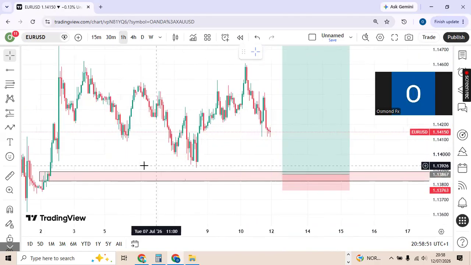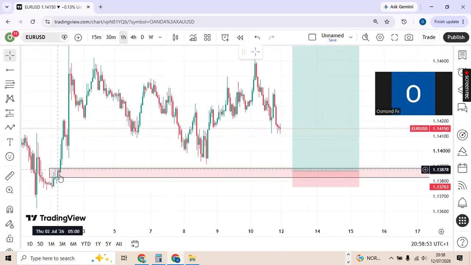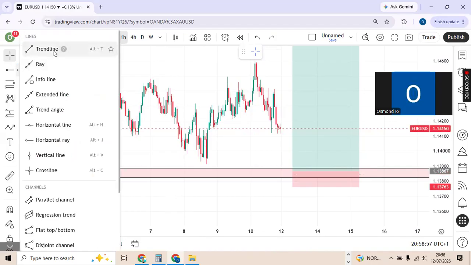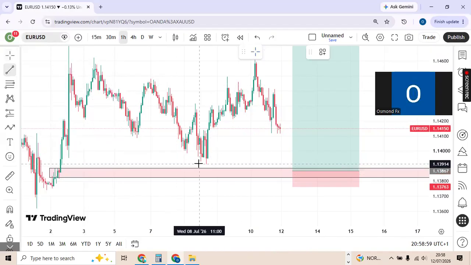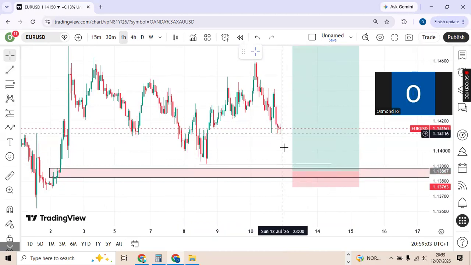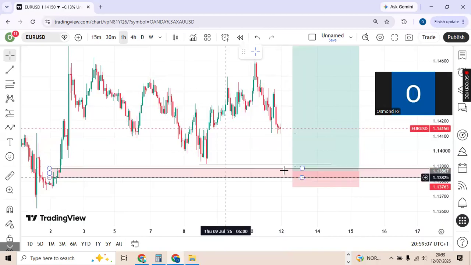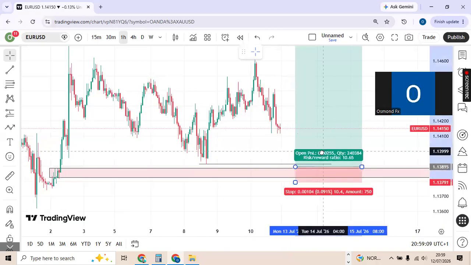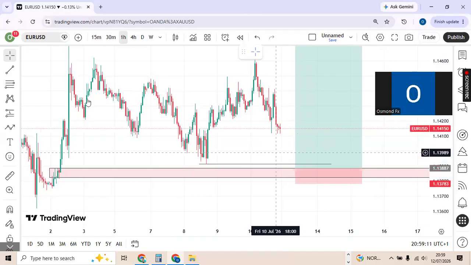Coming to the 1 hour time frame, we can see that this particular area is still my demand zone, and we have a liquidity pool, a liquidity area sitting below here. So the market can just come back to this liquidity pool, take our liquidity, tap on the demand zone, and we see a massive buy to the upside.